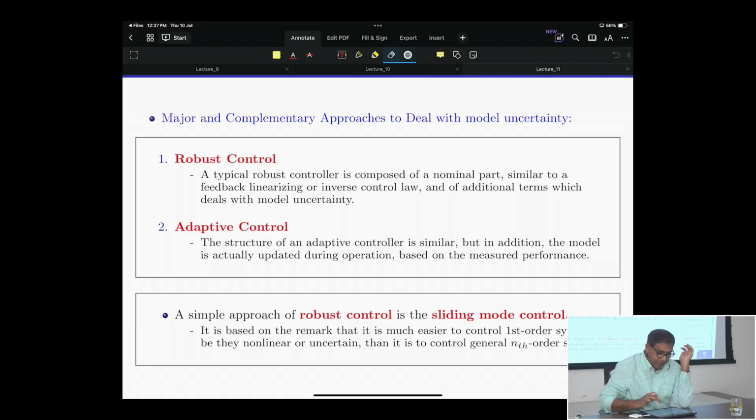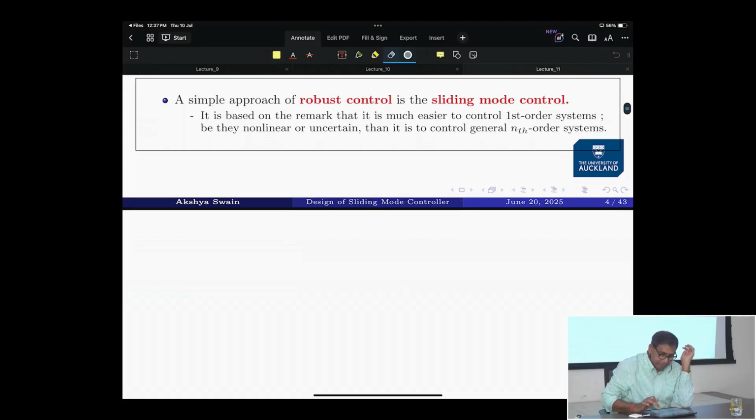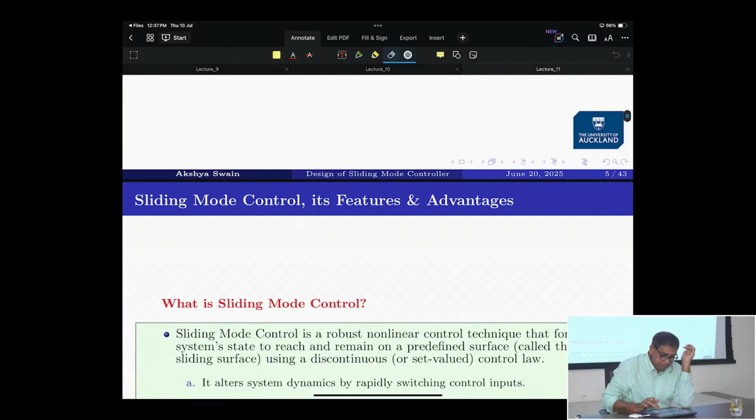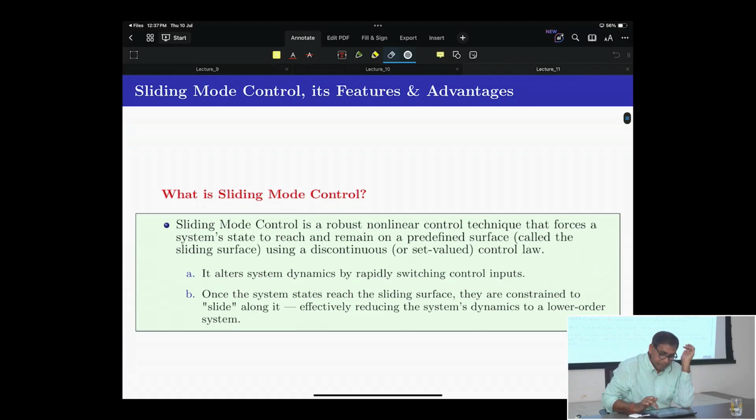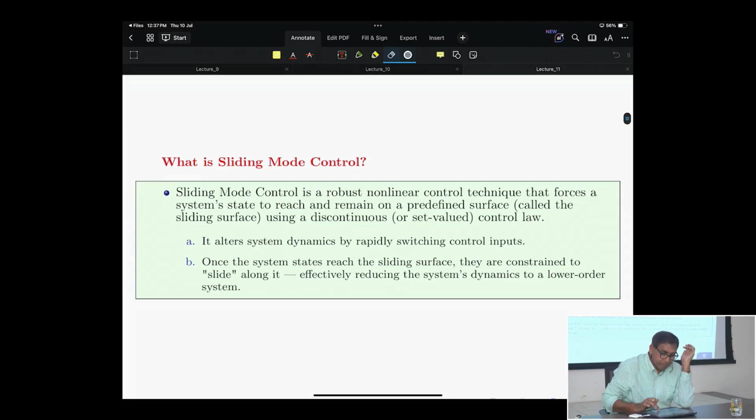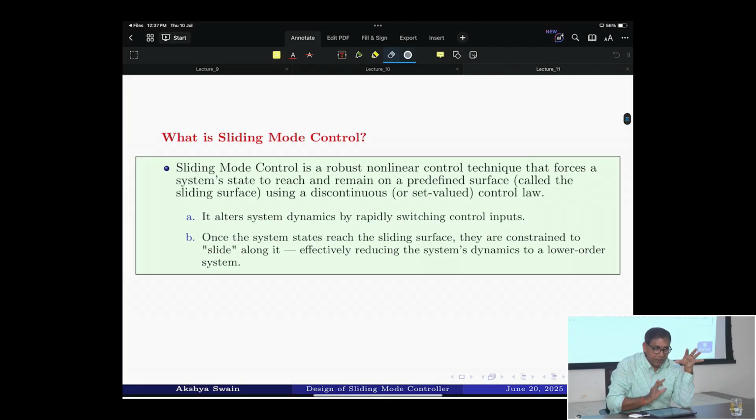What is that? I'll explain these things here. Very powerful controller, no doubt. I'm just reading the slides now, then we'll see. The sliding mode controller is a robust nonlinear control technique that forces a system state to reach and remain on a predefined surface called the sliding surface using a discontinuous control law. There are so many things I'm telling here. Many things are there in this slide.